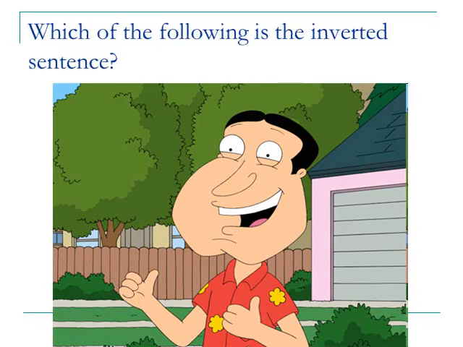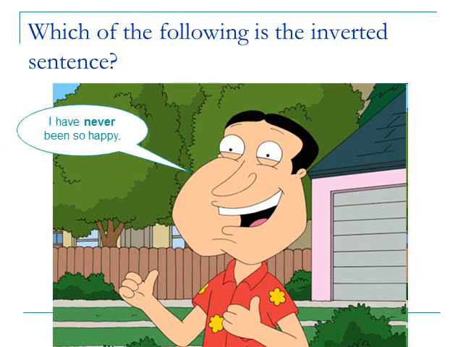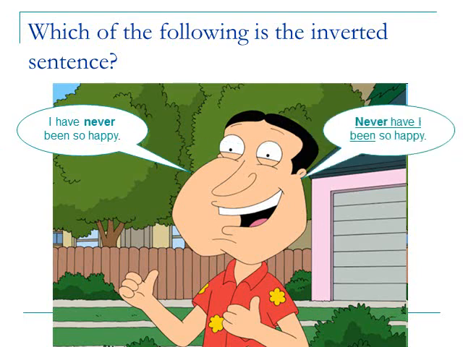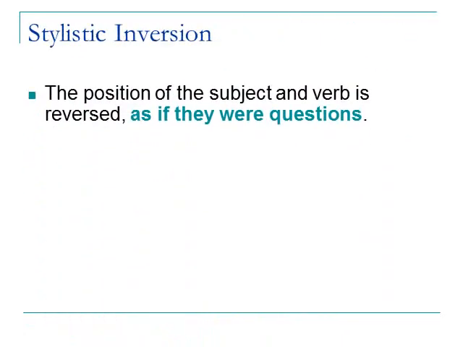works. Here we've got two examples, and I want you to tell me which one is the inverted sentence. I've never been so happy, and never have I been so happy. So probably you will have already noticed that it's the second one, never have I been so happy. So how does it actually work? The position of the subject and the verb is reversed as if there were questions, but they're not questions. Do bear that in mind. The order of the sentence changes because of the way we alter the elements.